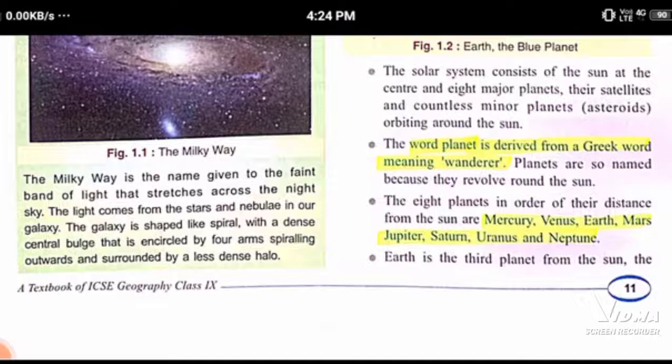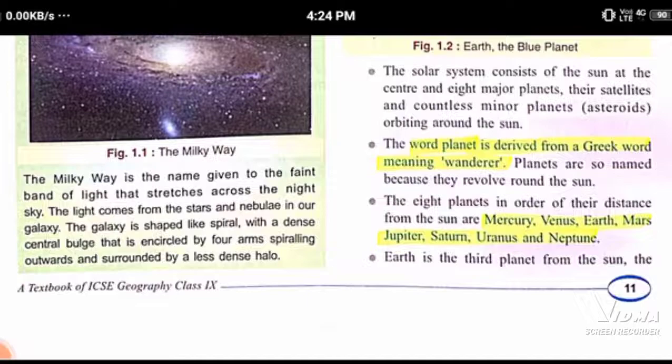The word planet is derived from a Greek word meaning wanderer. Planets are so named because they revolve around the sun. So why are they just named planet only? Planet means wanderer. So the planets are so named because they revolve around the sun.